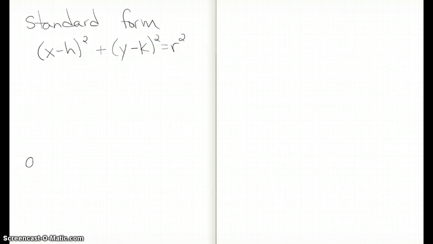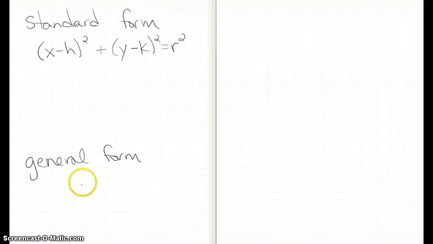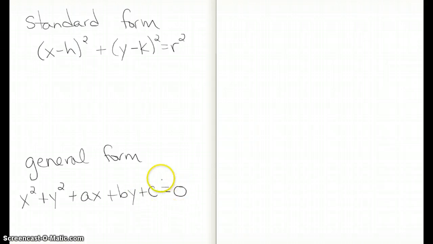Instead, there's an alternative, which is called the general form. It looks a little bit different. The major difference is that there are no parentheses, and it's always an equation that equals 0. It looks like x² + y² + ax + by + c = 0. So these are both equations of circles. One is the standard form, and the other is the general form of the equation of a circle.